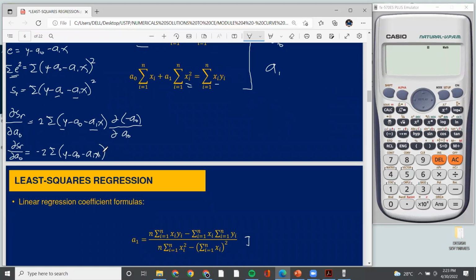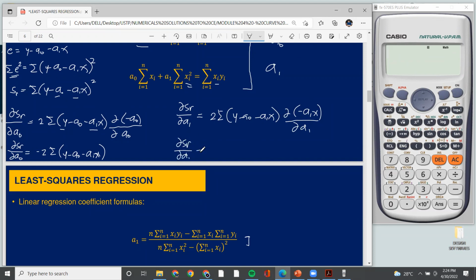So next is the partial derivative with respect to a sub 1. Okay? With respect to a sub 1 equal to, bring down na to si 2 again. So we have 2 summation of y minus a sub 0 minus a sub 1 x times the partial derivative of the negative a sub 1 x over partial derivative of a sub 1. So cancel, ang mabilin.